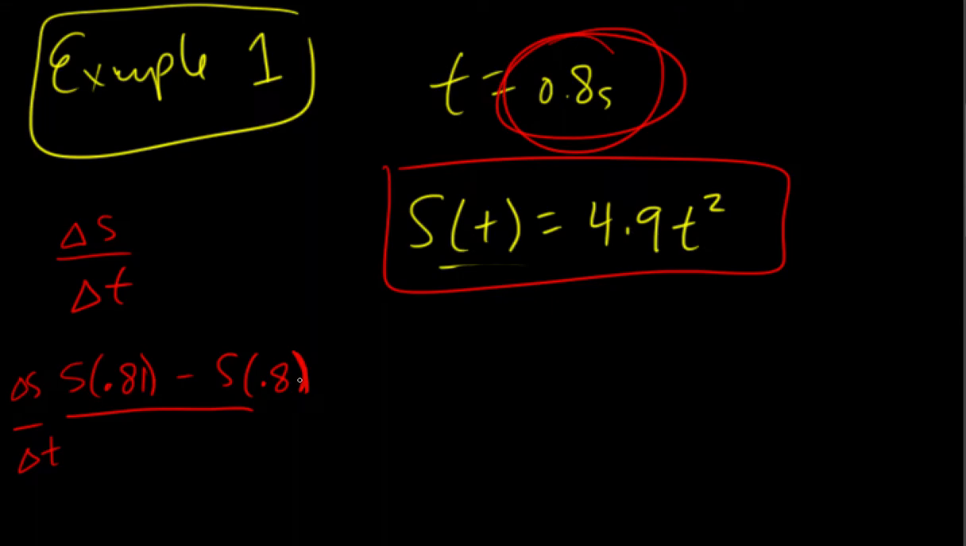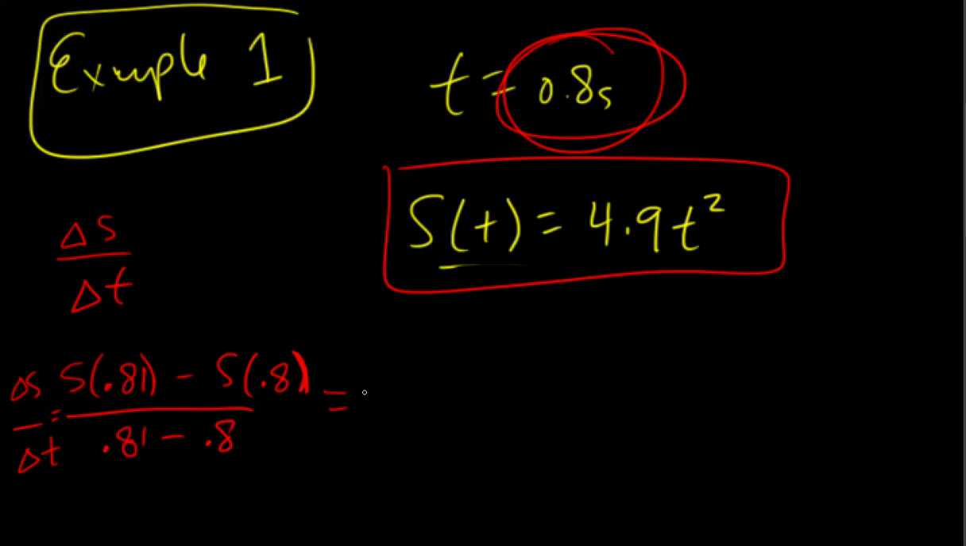So I'm going to plug 0.81 into this equation, and then plug 0.8 into this equation, and subtract those. That will be my change in distance. And then for time, we're just going to get 0.81 minus 0.8.